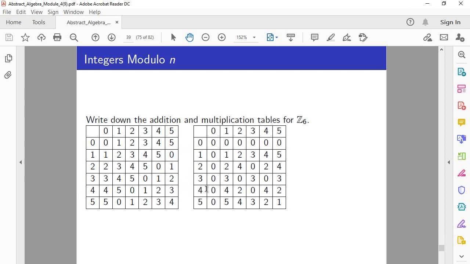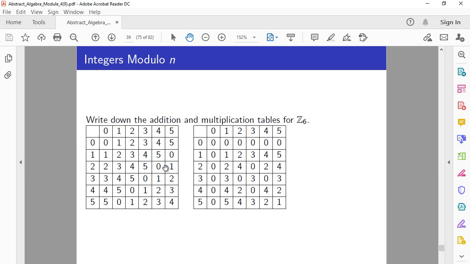Here are the addition and multiplication tables for Z6. So Z6 is the set of integers from 0 up to 5. So I have 0 up to 5. This is the addition table. That is, this table gives you the sums of any pair of these numbers. So here you're adding 0 plus 0 is 0, 0 plus 1 is 1, 0 plus 2 is 2, 0 plus 3 is 3, and so on. So here this shows that 2 plus 3 is 5.